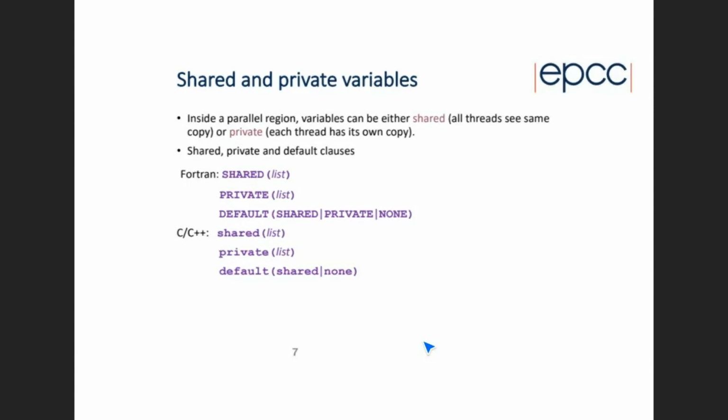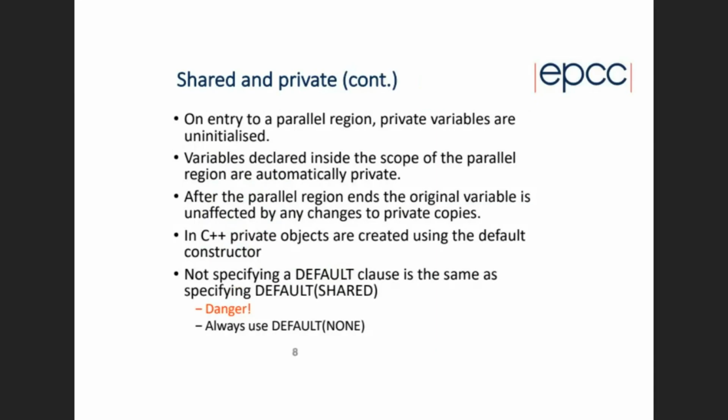In Fortran, we can set the default to be either shared or private or none. In C and C++, for obscure technical reasons which I won't go into, the default behavior can only be shared or none. However, that's not a big deal, for reasons which I will come to.